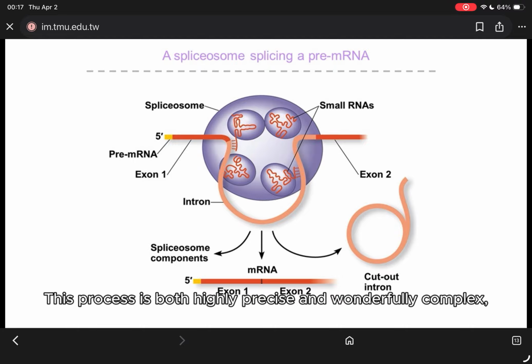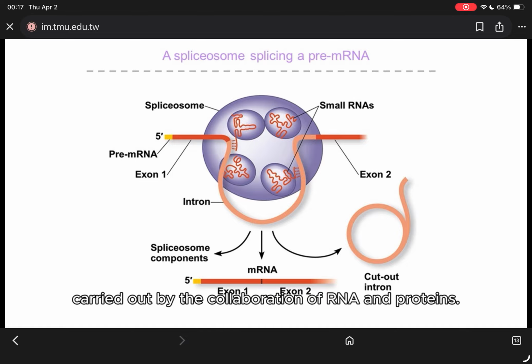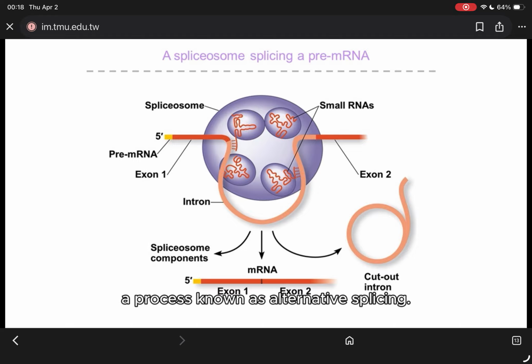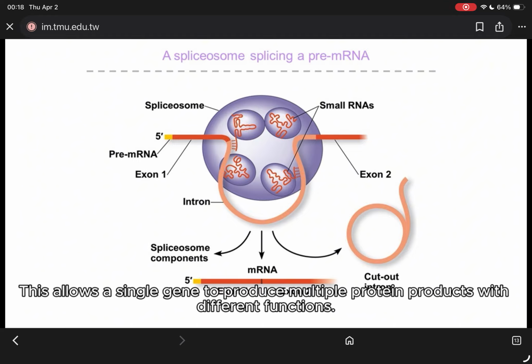This process is both highly precise and wonderfully complex, carried out by the collaboration of RNA and proteins. Even more fascinating, sometimes the cell chooses to remove only certain introns or combine exons in different ways, a process known as alternative splicing. This allows a single gene to produce multiple protein products with different functions.